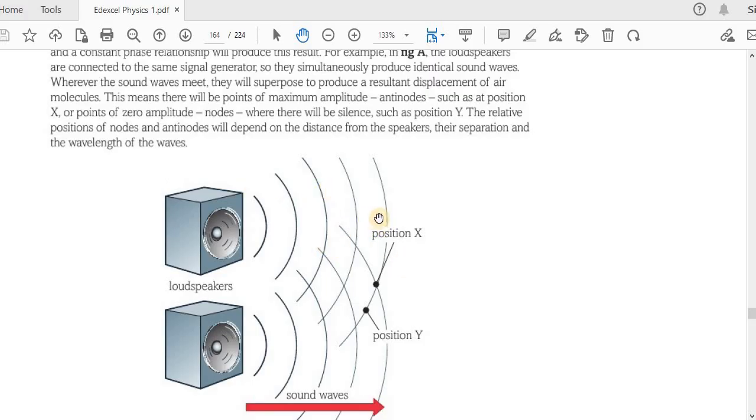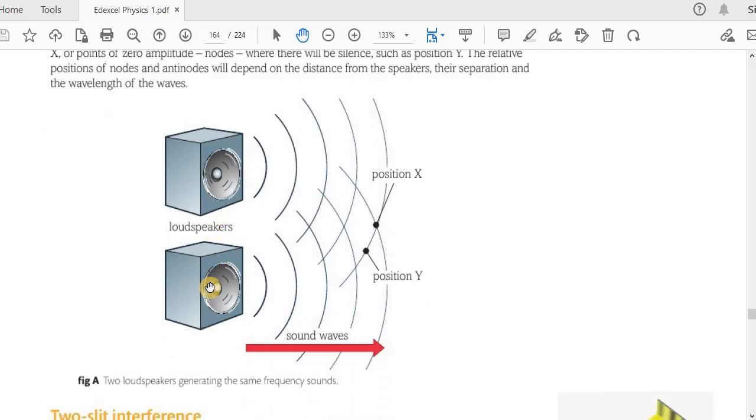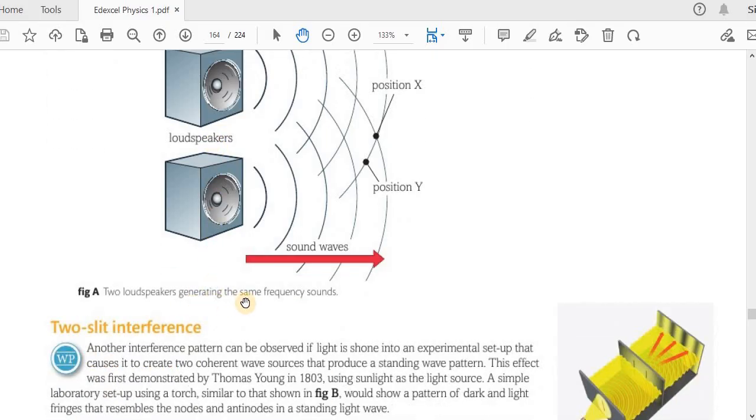Yeah, so you can see it depends on the position of nodes, and will depend on the distance from the speakers, their separation, okay, separation of the speakers, and the wavelength of the waves. That's obvious. Two loudspeakers generating the same frequency sound.